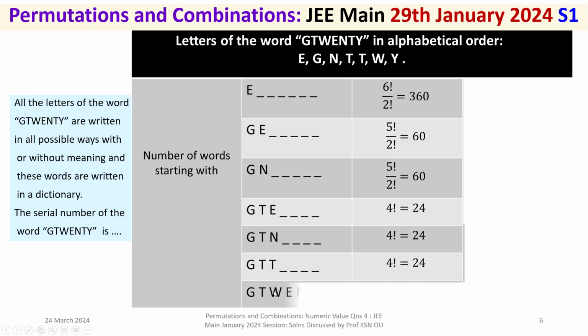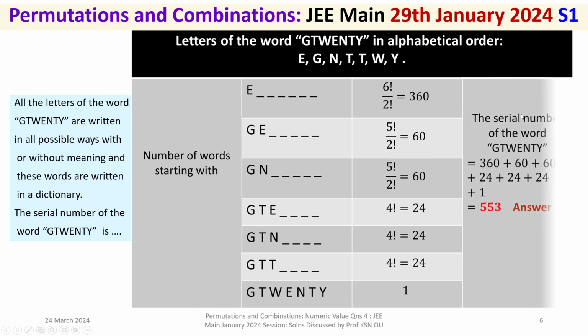G, T, W. So, it is the same up to 3 letters of the given word. So, the next letter is the first letter, E. The next will be N. The next is T. The next is Y. So, in only one way this can be done. So, what is the serial order, or in other words, sometimes people call it the rank of the word in that dictionary. That is, the serial number of the word G20 is the sum of all these things. 360 plus 60 plus 60 plus 24 plus 24 plus 24 plus 1. That is 553. That is your answer.